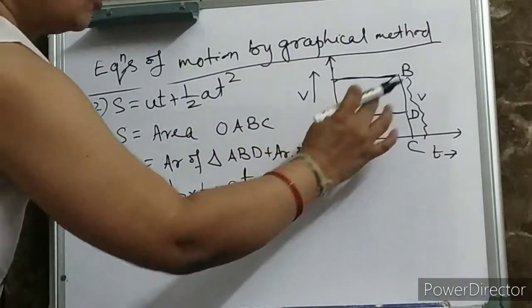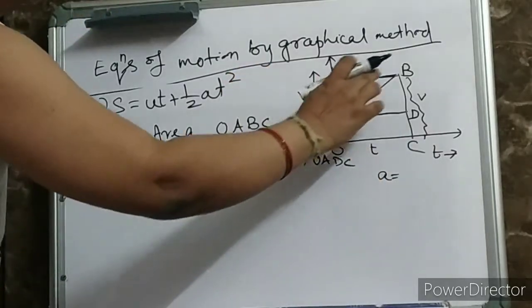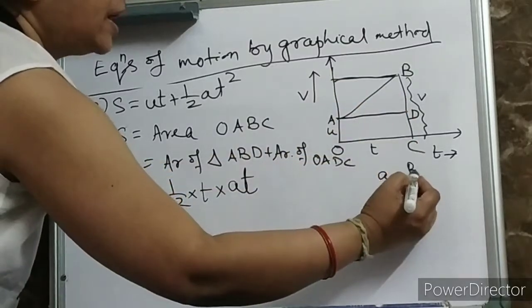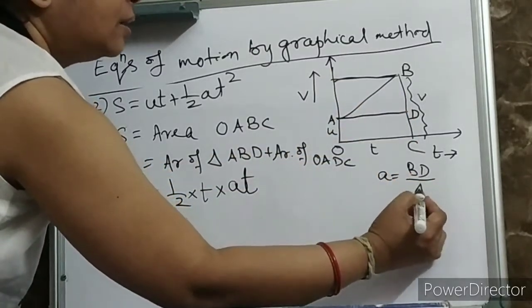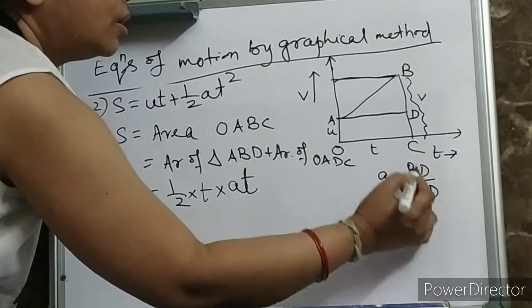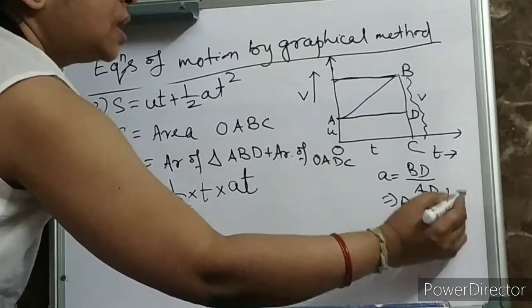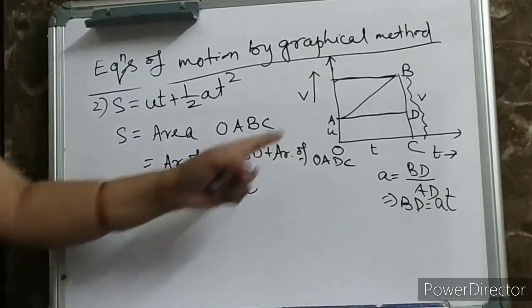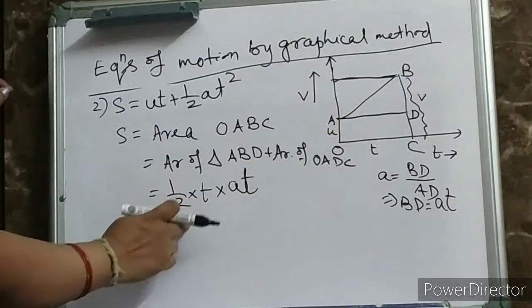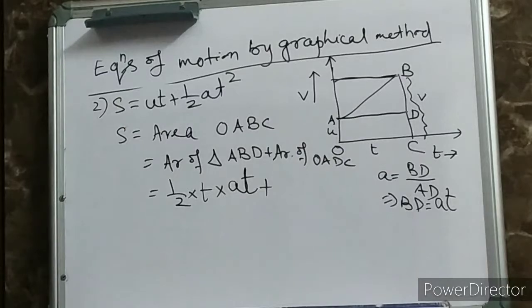Let me explain. What is the acceleration over here? Tell me. Acceleration is the slope of this curve. So the slope of this graph is BD by AD. So from here we have just found out BD is equal to A into AD, so A into AD is T. So here in place of BD, half base is T, height is AT, plus the area of the rectangle.